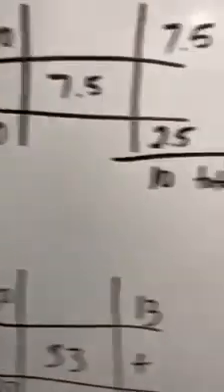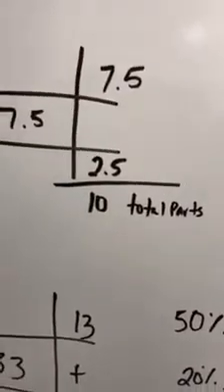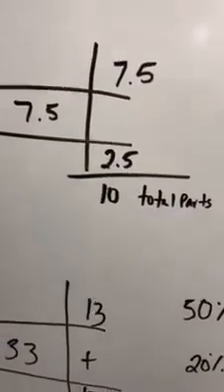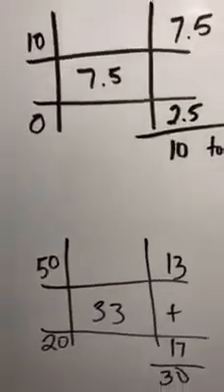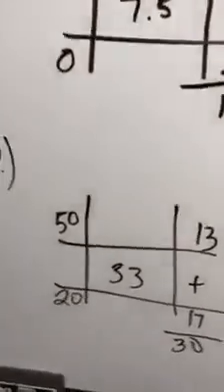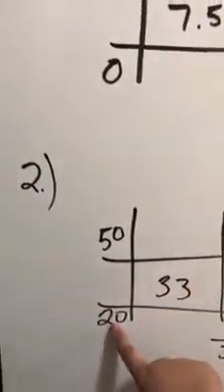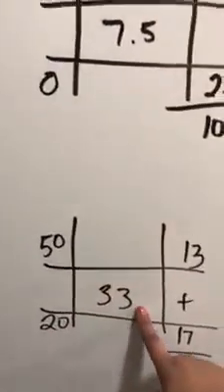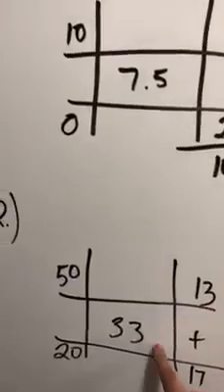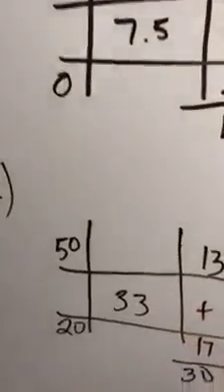Number 2 reads, how many mLs of 50% and 20% alcohol are required to make 800 mLs of 33% alcohol? 50 is the higher concentration, 20 is the lower. What you're making goes in the center. Whatever they're telling you to make, prepare, or create goes in the center.